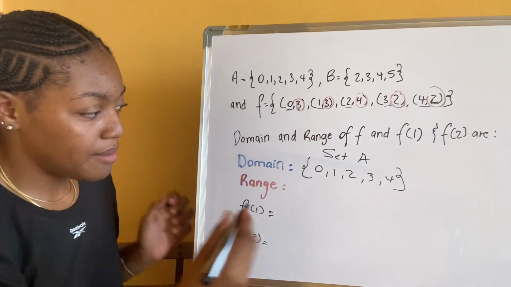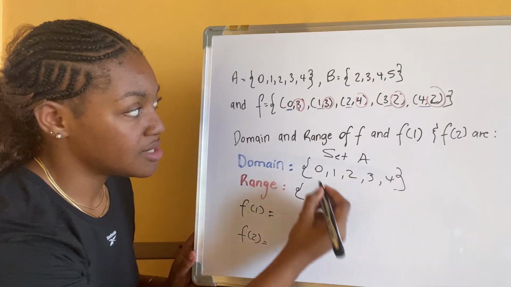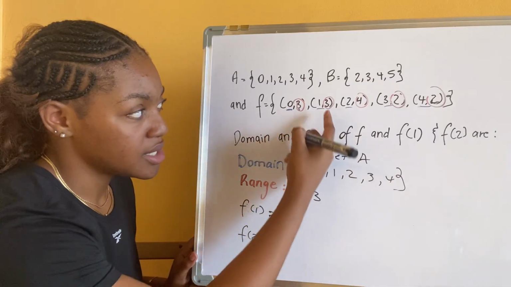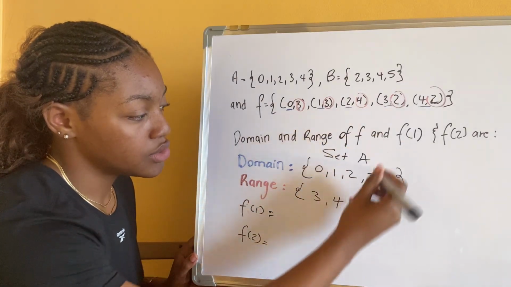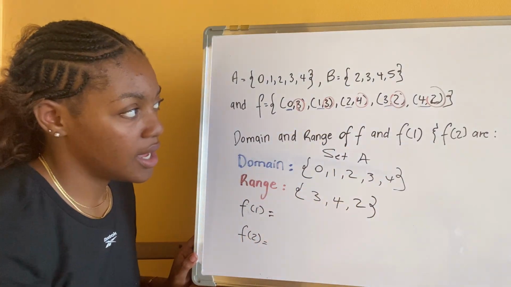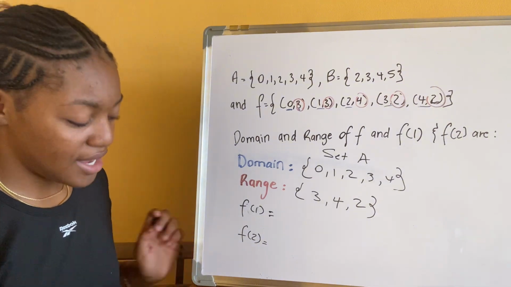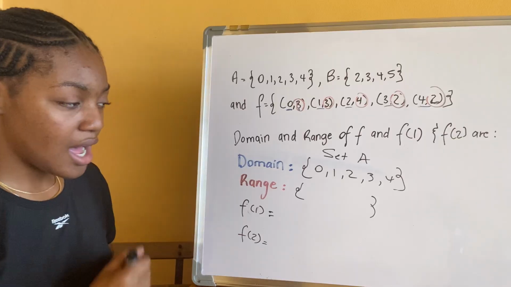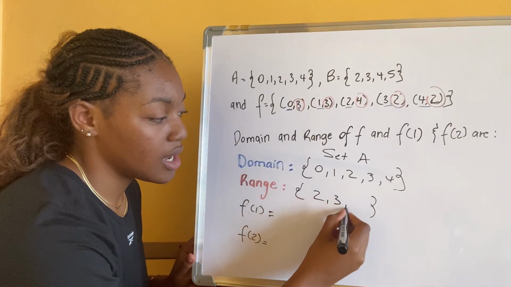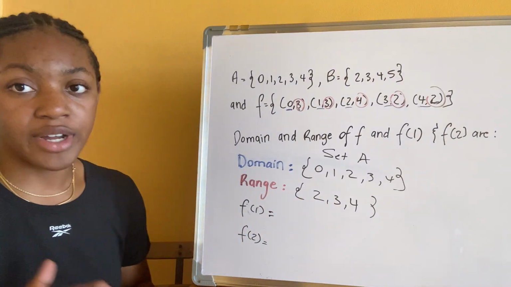So elements of the range would simply be 3. I see 3 again, I don't have to write it again. So I'm gonna have 4, 2, and I don't have to write this one again. And let me just put these in order. So I have 3, 4, and 2. So I'm gonna have 2, 3, and 4. So that would be our range.